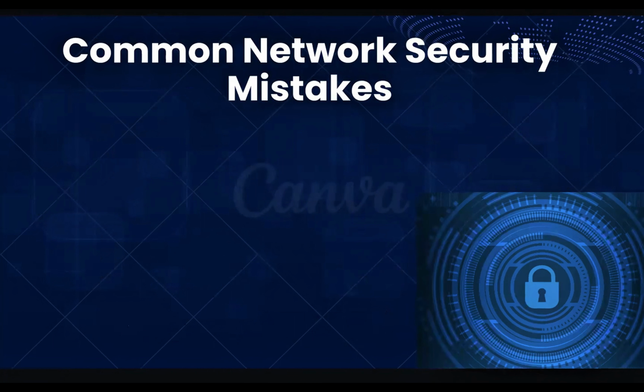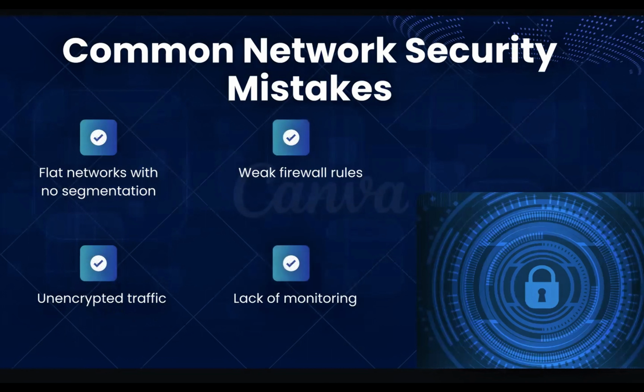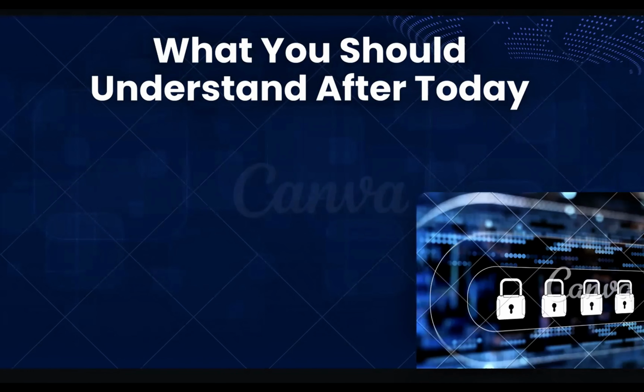What are the common network security mistakes? Mistakes weaken network defenses, and we should avoid them. First, flat networks without segmentation. Flat networks are networks that do not have segmentation, so that when an attacker gets in, they can move laterally. Also, we have weak or overly permissive firewall rules. What's the essence of using a firewall when you have overly permissive rules? You should avoid that. Also, we have unencrypted network traffic. All network traffic should be encrypted. And we have lack of monitoring. Every secure network must have proper monitoring so that you can see what exactly is happening within the network.